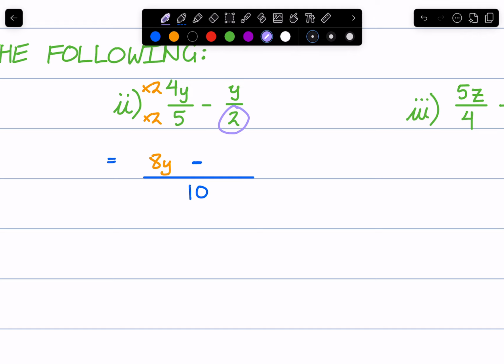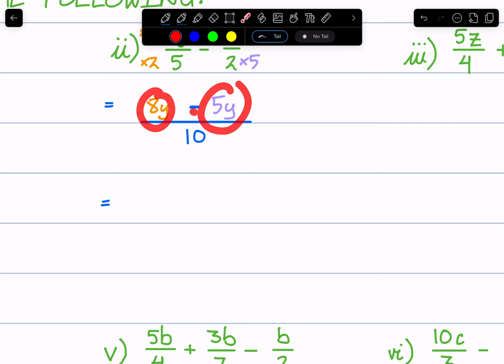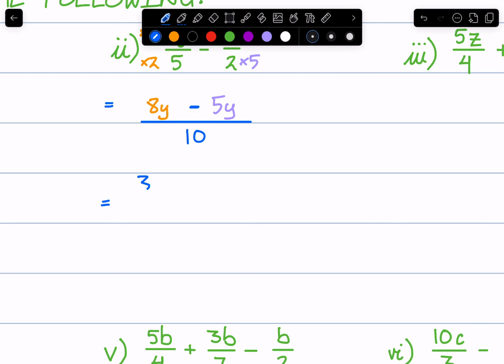Same logic for the 2. 2 times something gives me 10. Well, in this case, it'll be times 5. That means we multiply the numerator by 5 as well. So y times 5 gives me 5y. Now that they are the same denominator, we can just do the numerator arithmetic. So it is 8y minus 5y, which gives us 3y all over 10.